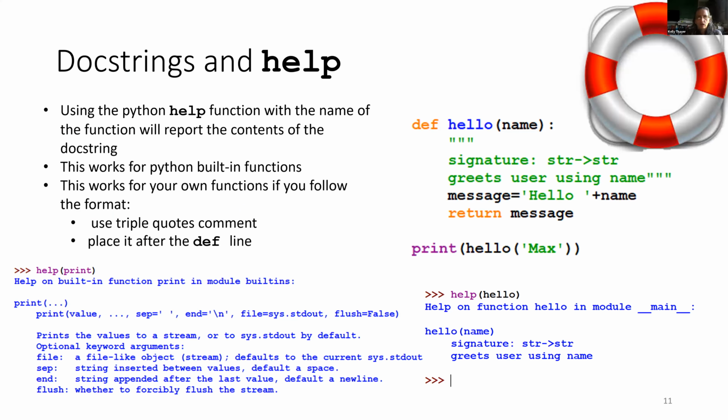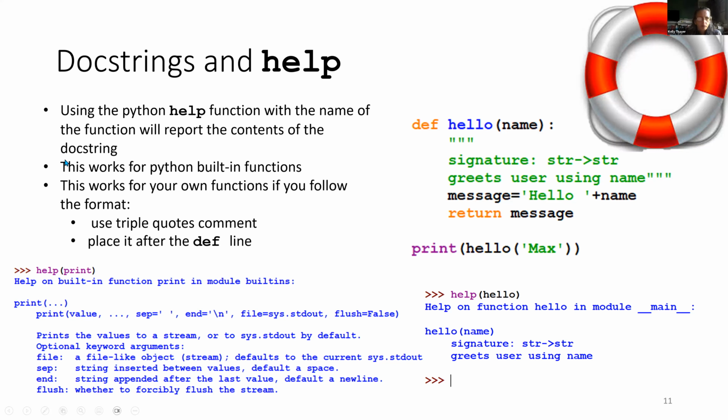So the docstrings and help. Help is a built-in function in Python. You can use the Python help function with the name of the function that you want to find help on, and it will tell you some information for you. It will pull that information from the docstring. So here's our hello function.